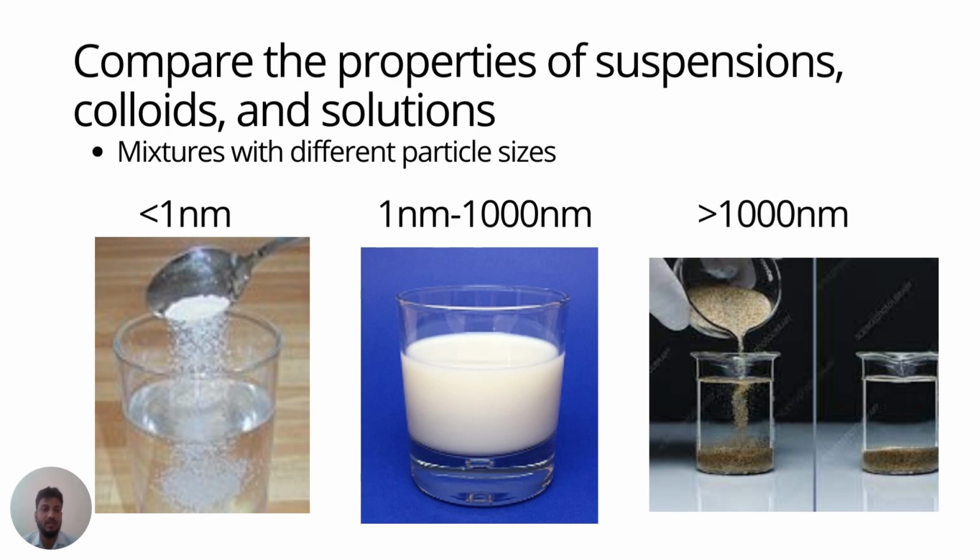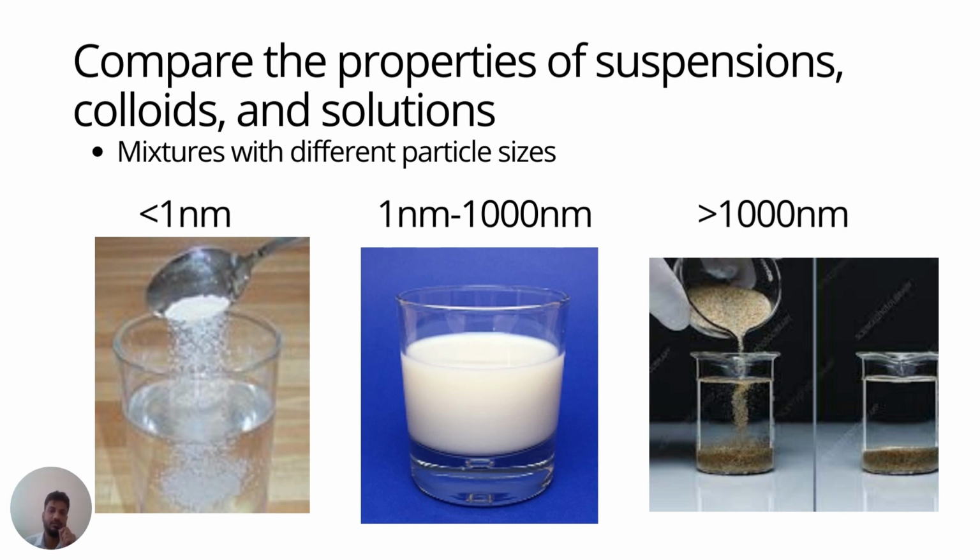But mixtures are of three types depending on the particle sizes. When particles are less than 1 nanometer, that type of mixture is called a solution. For example, salt dissolved in water. Similarly, when particle size is between 1 nanometer and 1000 nanometers, that becomes a bit bigger particle size and we call it a colloid. It's not a solution now, it's a colloid. Examples are milk, blood, paints. These are the colloids.